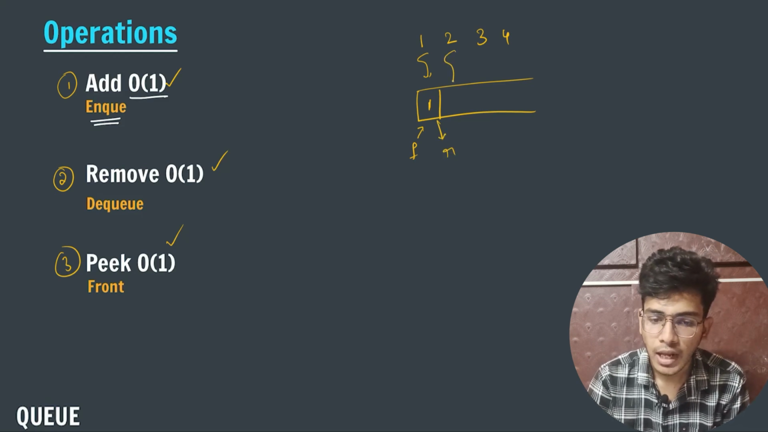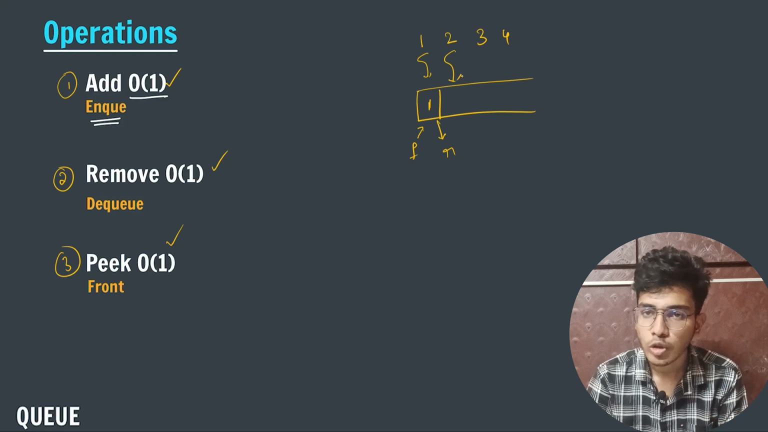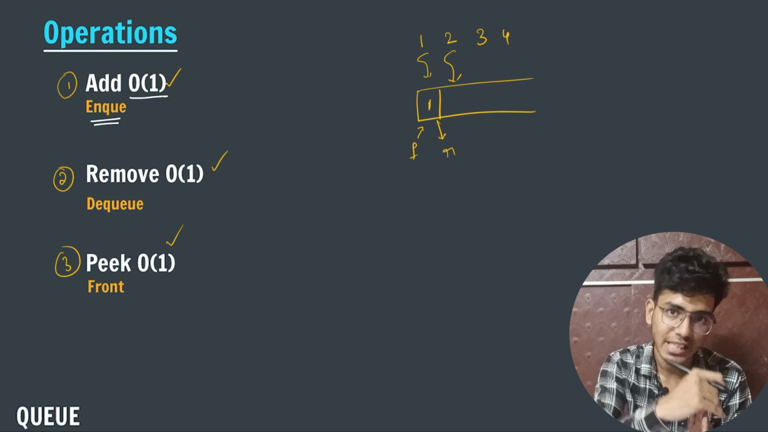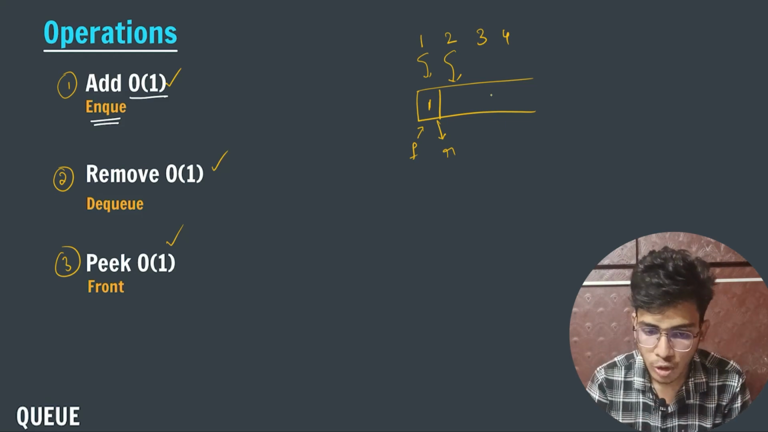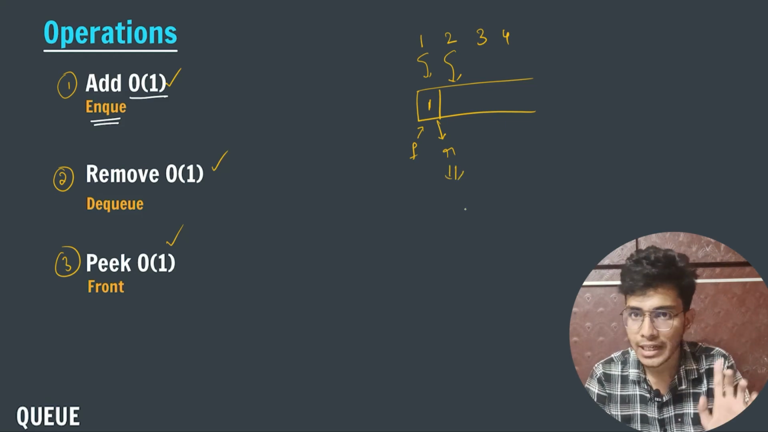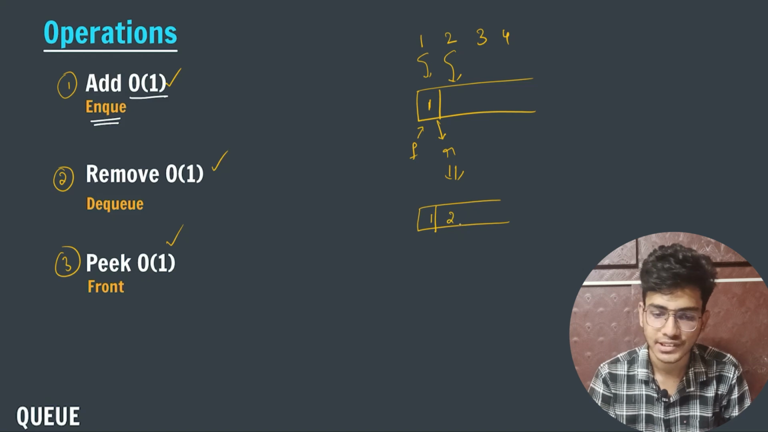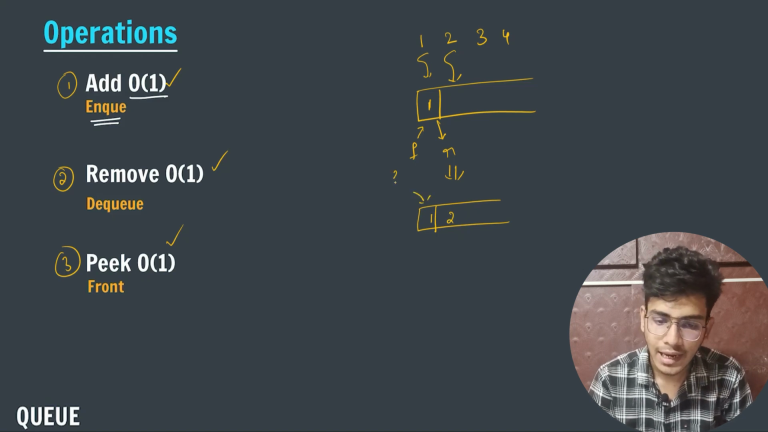And again if I want to add a new element into my queue, then that element will come behind the previously added element. Let me show you: the rear value will get incremented. So I will add the second element like this, and this will become my front and this particular element will become my rear.